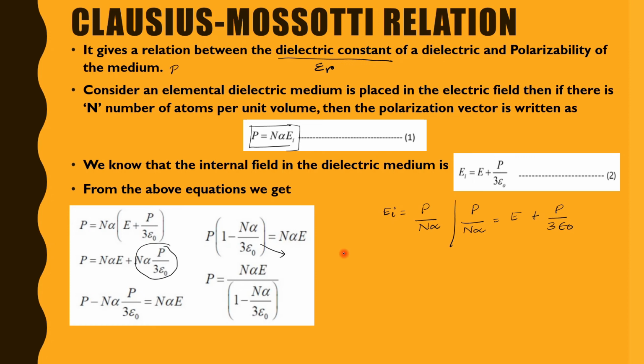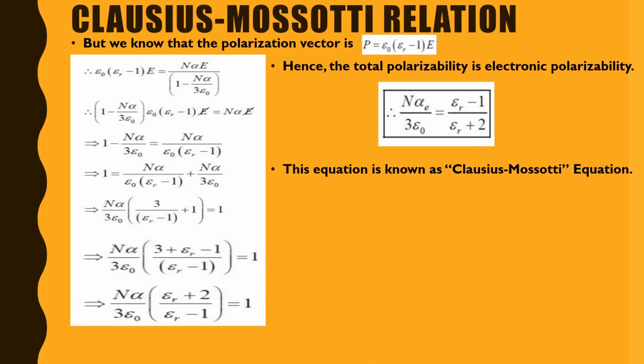But we didn't get the main formula, which was epsilon r minus 1, that one formula. So we need to derive that relation. So let's move on to the next. Till now you need to remember this formula which we derived. So let's see what we need to do next.